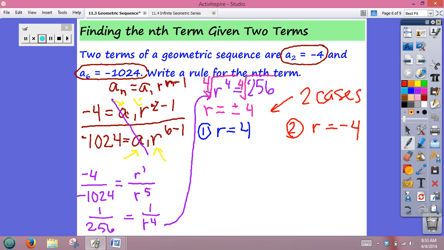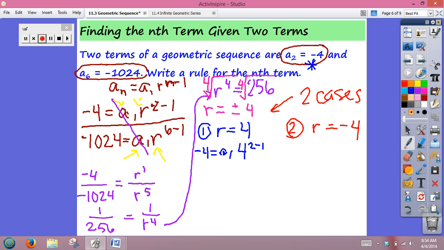Okay, so if our r is equal to a positive 4, we can then use our equation again and substitute our values. So we'll use our first case for the a2 equals negative 4. So we get negative 4 equals a1 times our r value we found, 4, to the 2 minus 1 power. You are able to use the second equation, the a6 equals negative 1024, but I'm going to use the a2 equals negative 4 equation because it has smaller numbers.